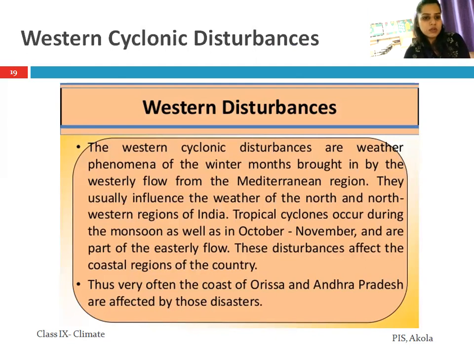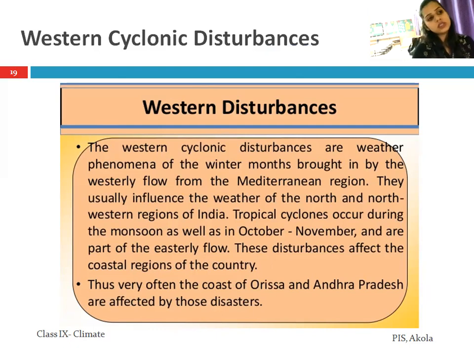Tropical cyclones occur during the monsoon as well as in October and November and are part of the easterly flow. These disturbances affect the coastal region of India. Thus, very often the coasts of Orissa and Andhra Pradesh are affected by those disasters.